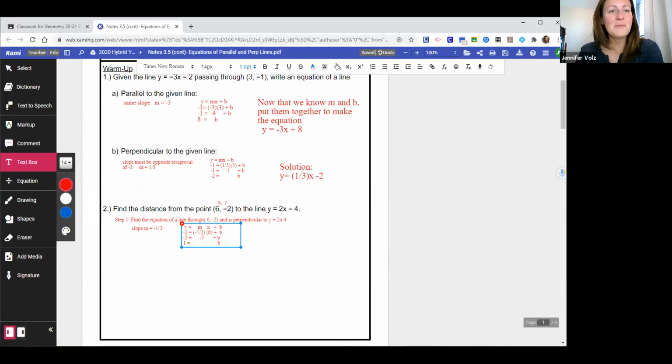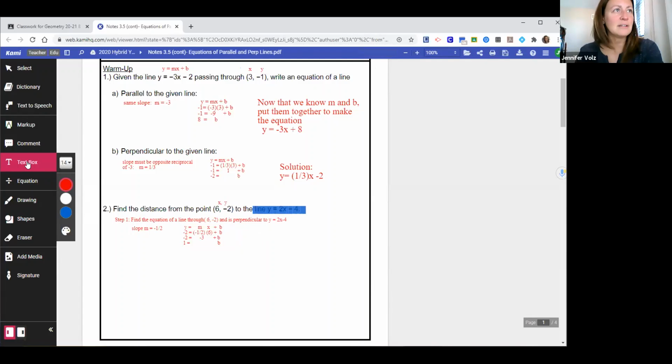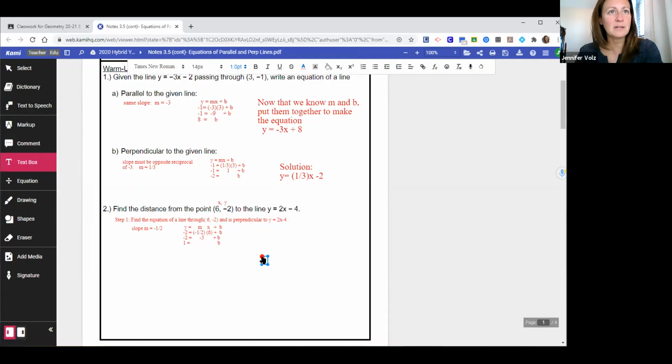Okay, so now we found the b. We can put the equation back together. I'm going to need another text box here. There we go. So the equation is y equals negative 1/2 x plus 1.